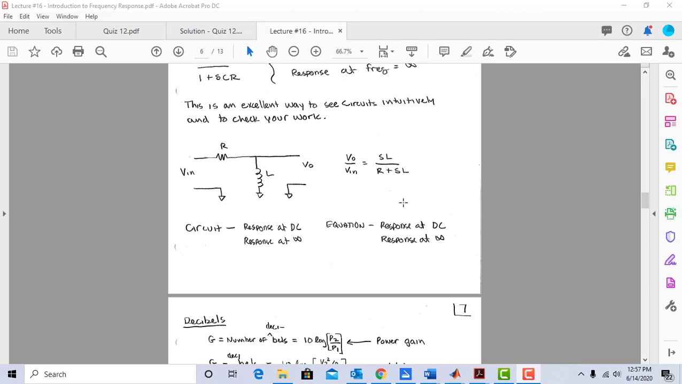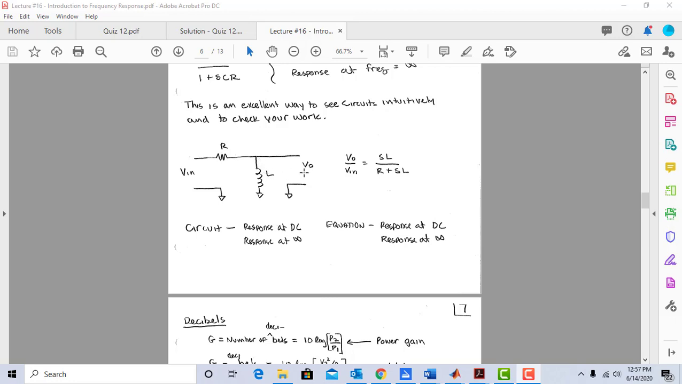So now we have a resistor and an inductor. Let's get a transfer function. Pretty easy, just a voltage divider. V out is equal to SL divided by R plus SL. I think that's the transfer function. So let's see. Let's go to DC.